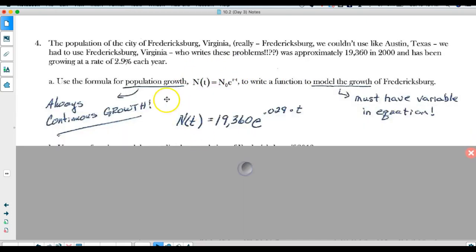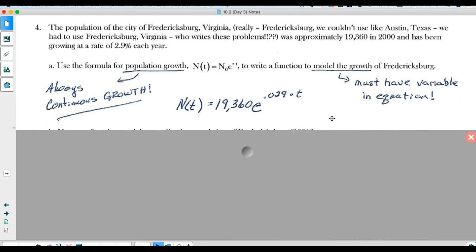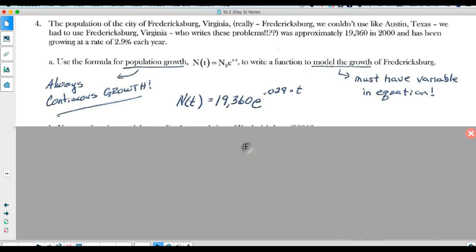Because population always grows continuously, if we look here, our initial population is 19,360, times e to the r, our rate, which was 2.9%, or 0.029, times t, where t is years. And what happens when we use that? Please remember, whenever you're doing a model of anything, you have to have a variable left in your equation. That's why you have to have t left in your equation here for a model.